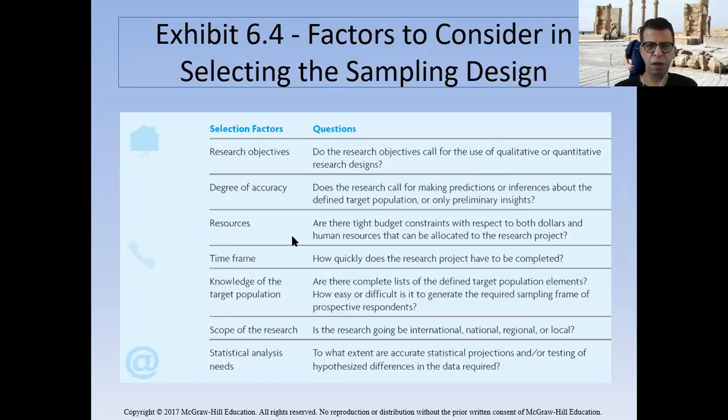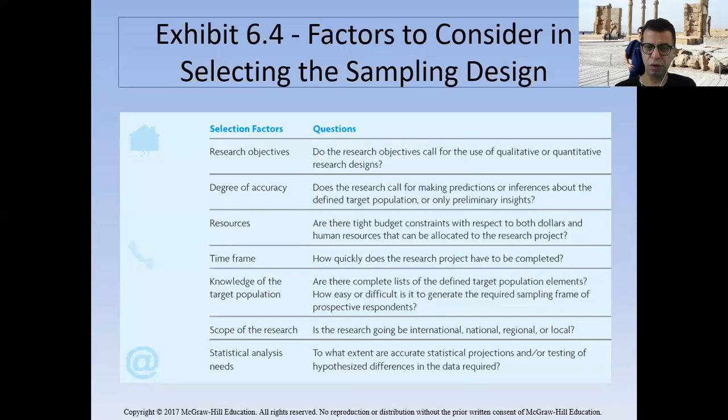The resources: it is whether you have a budget or time restriction or both of them, and whether you have enough people to do this survey. So there are resource restrictions, and we said the time frame: how quickly does this research project have to be completed? And also we need to know the knowledge of the target population.